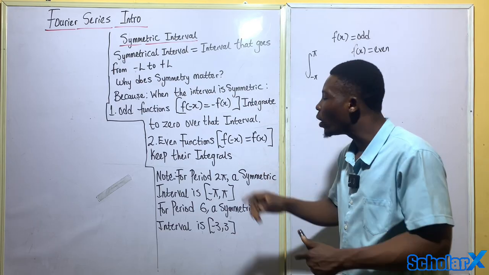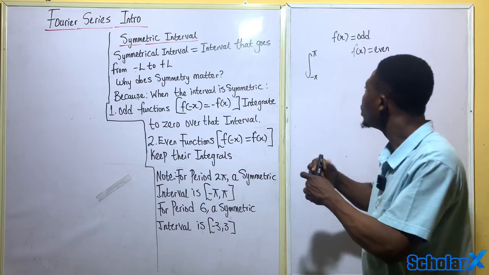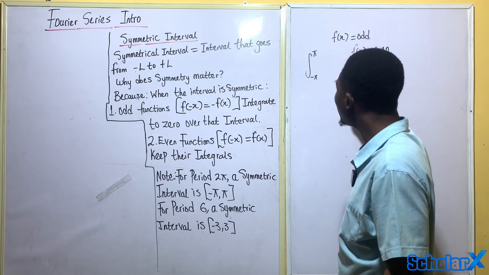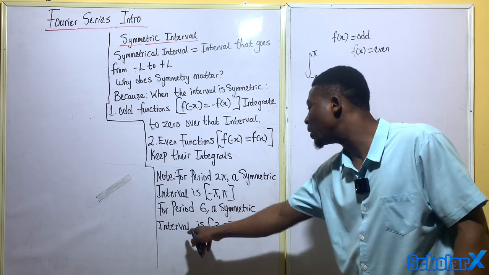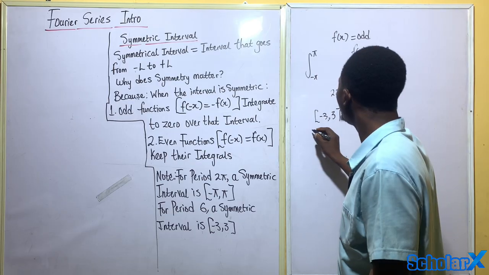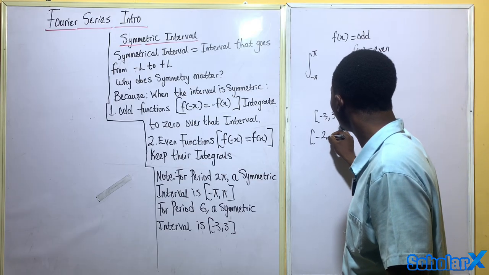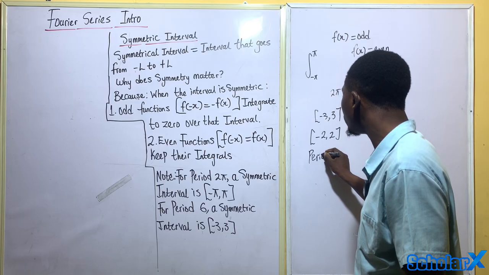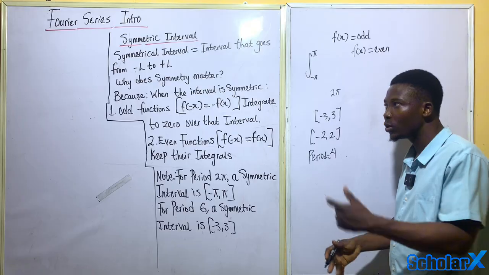Now note, for a period of 2 pi, a symmetric interval is minus pi to pi, just like I've said here. Also, for a period of 6, a symmetric interval is minus 3 to 3. So if I have an interval of minus 2 to 2, it means that the period is 4. Please, I hope you understand this. So that's how it goes.